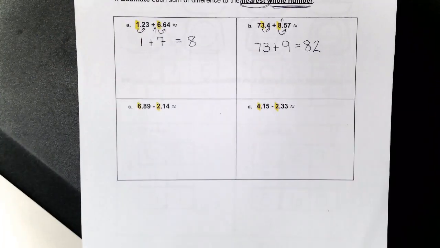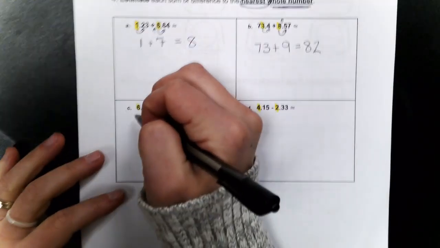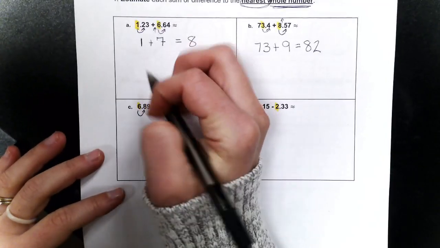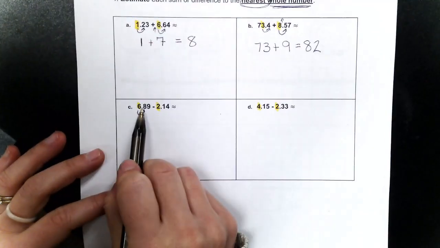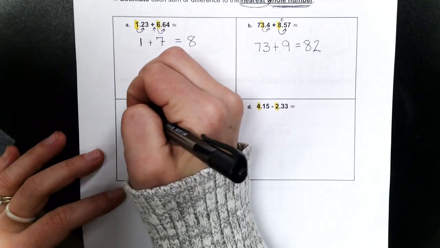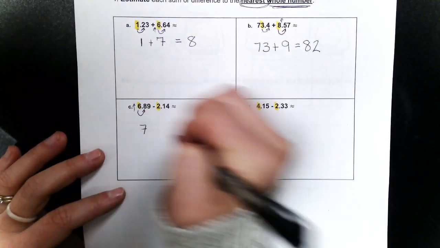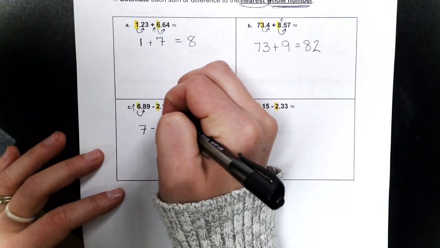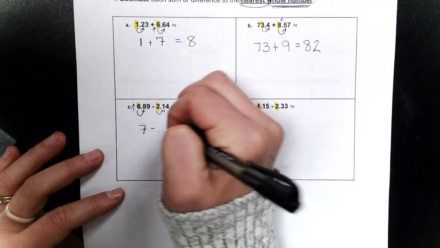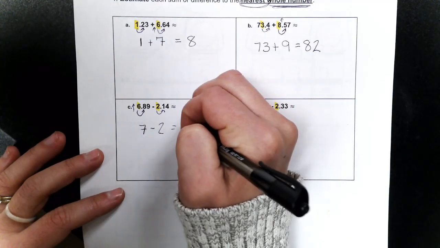Again, these are all estimates. They're not the exact answers. This 6 is going to be determined by this 8 here, and this 8 is going to make the 6 go up. This turns to a 7. This 1 will make this 2 stay the same. 7 minus 2 is 5.